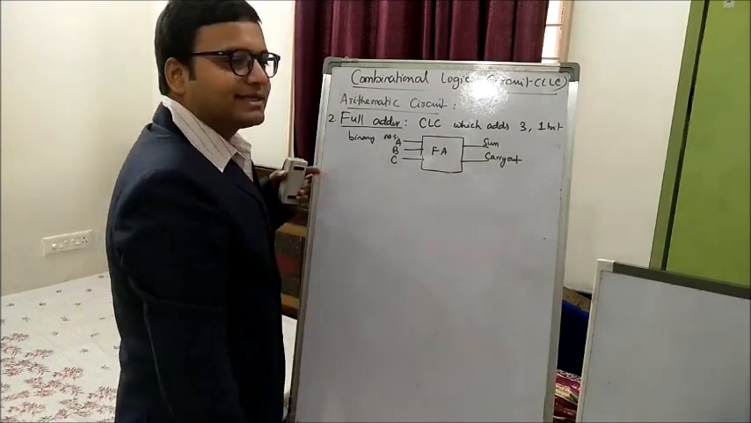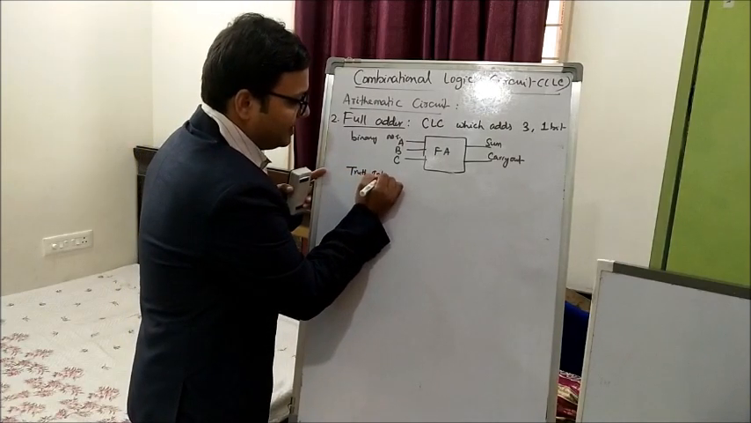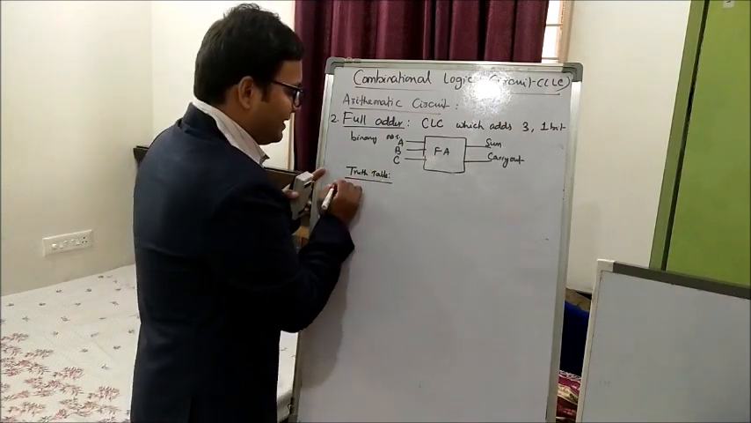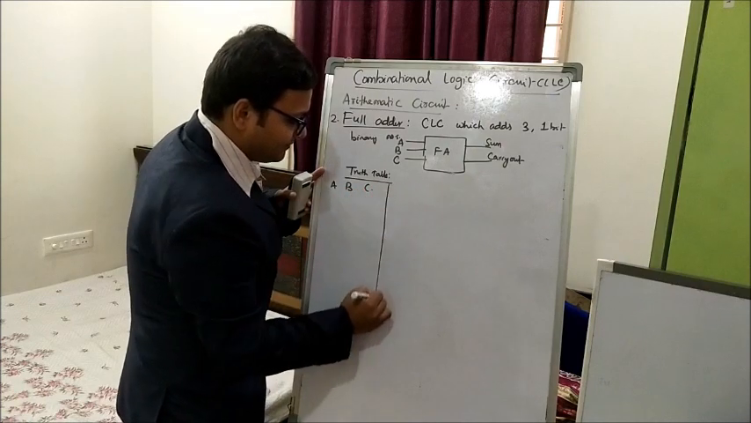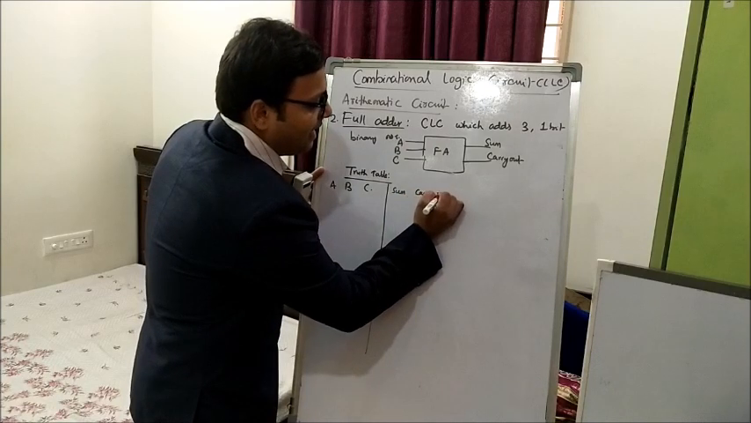Now step 4. What I have to do in step 4 is construct the truth table. The truth table is nothing else but A, B, C, next to sum and carry out.